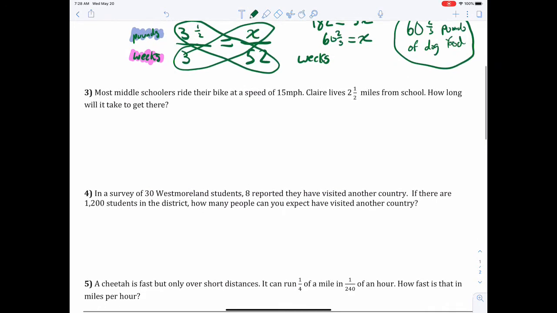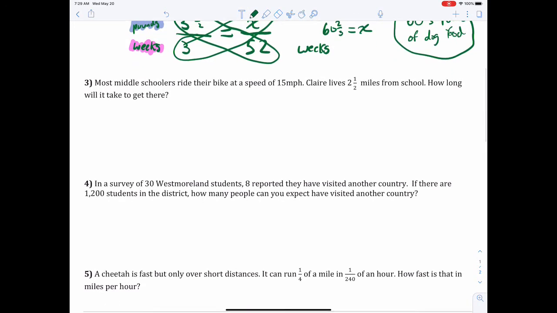All right, number 3. Most middle schoolers ride their bike at a speed of 15 miles per hour. Claire lives 2.5 miles from school. How long will it take to get there? This is a little tricky.